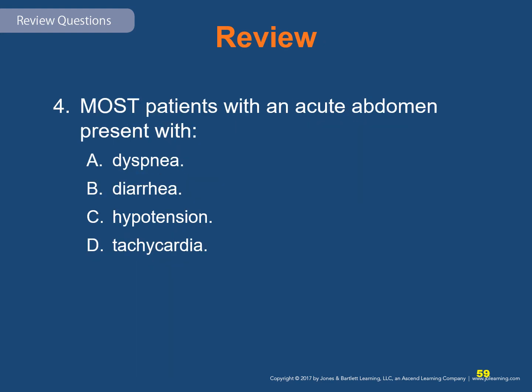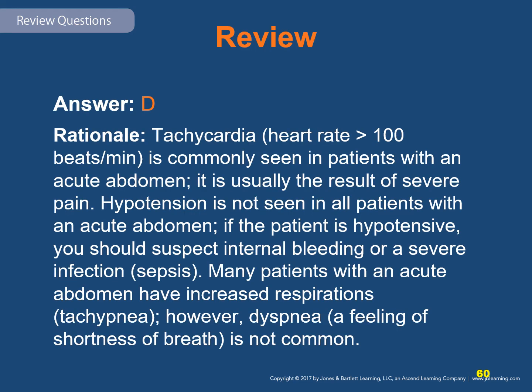Most patients with an acute abdomen present with dyspnea, diarrhea, hypotension, and tachycardia. So which of these findings is present in most cases with acute abdomen? The answer is D, tachycardia, which is a heart rate greater than 100 beats per minute. It is commonly seen in patients with acute abdomen and is usually the result of severe pain.